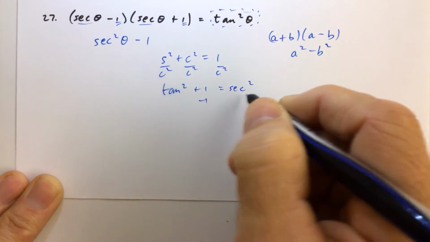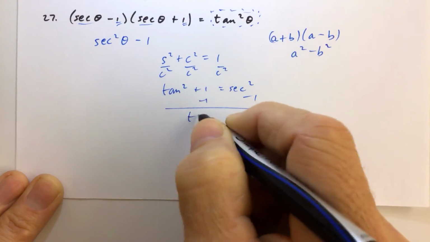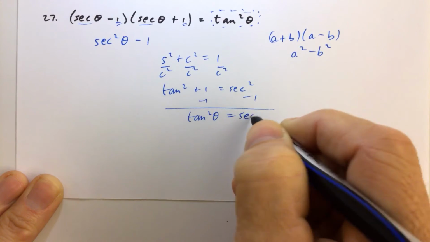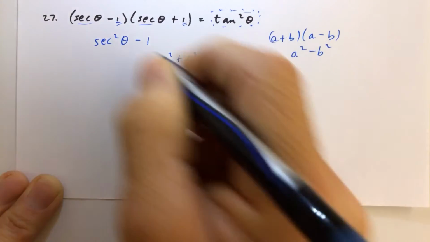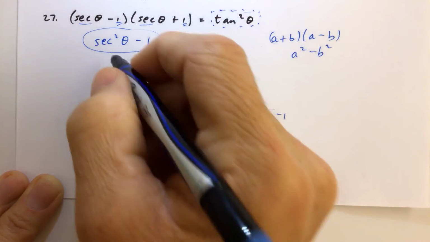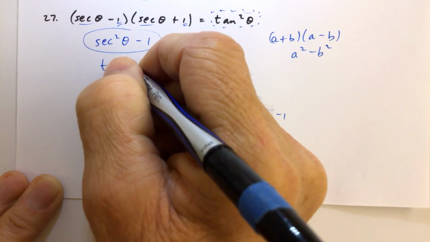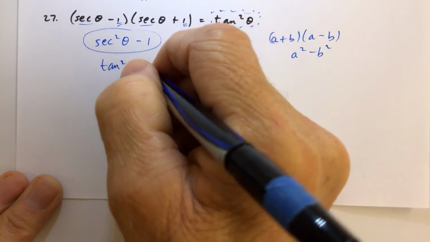So notice if we subtract 1 from both sides, we have this Pythagorean identity that says tangent squared of theta equals secant squared of theta minus 1. And that's exactly what we have here, secant squared of theta minus 1. That's automatically equal to tangent squared of theta. So we're done.